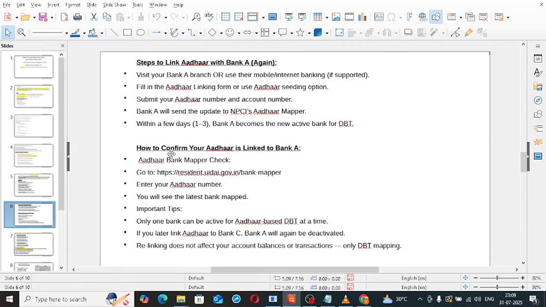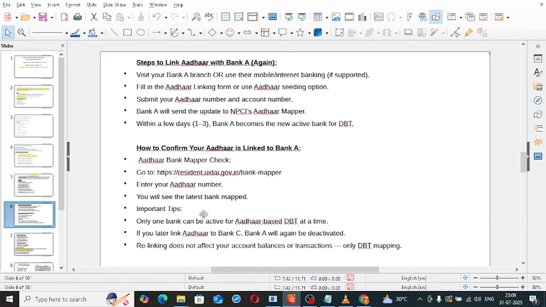How do I confirm my Aadhaar is linked to Bank A or not? How do you confirm your Aadhaar is linked to a particular bank or not? I will tell you this process. You use the Aadhaar bank mapper checker. They have a site, so go and refer to the site. You will be able to see your Aadhaar bank mapper details. Just go to the resident UIDAI government.in bank mapper site. Then enter the account number, and you will see the latest bank mapped.